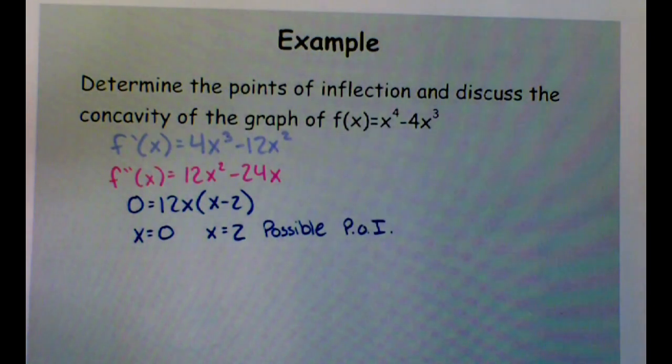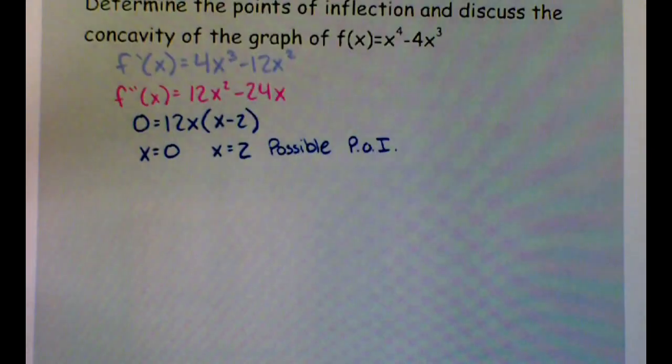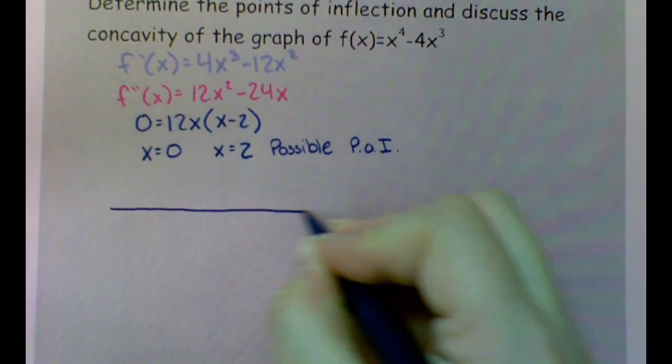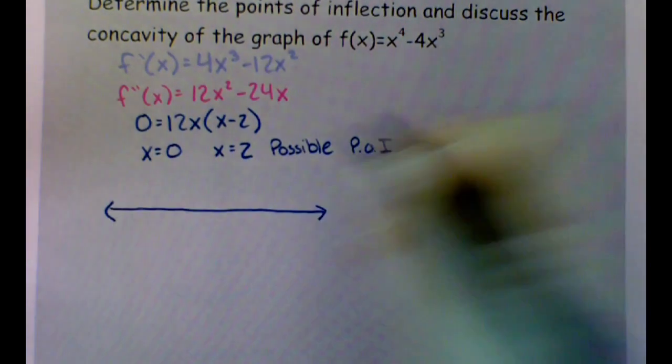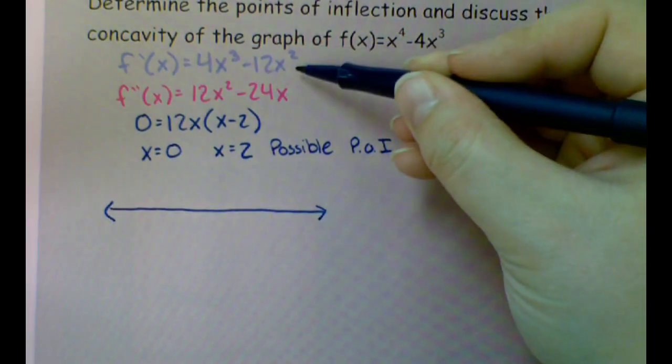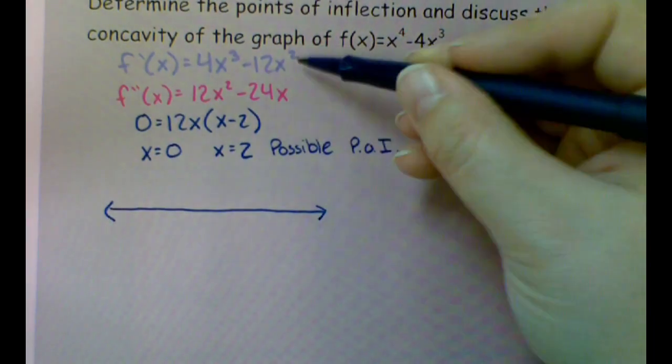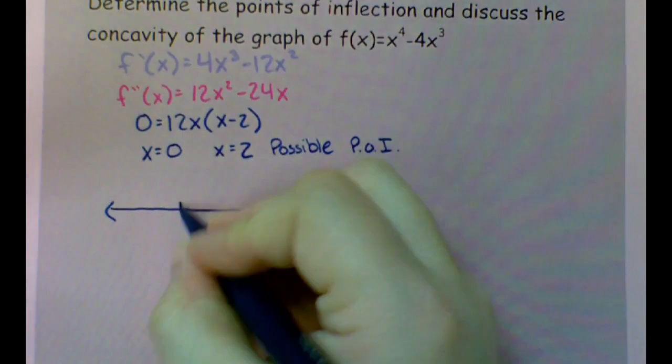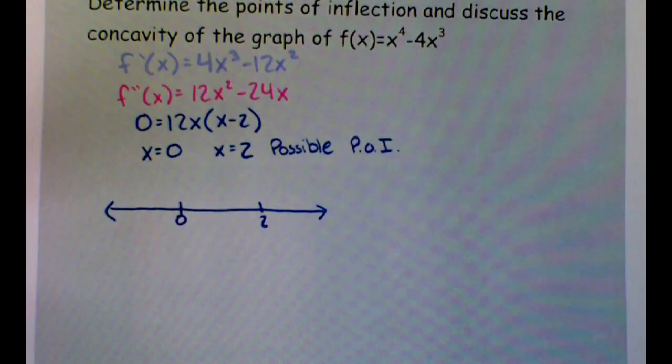These aren't guaranteed to be points of inflection like with critical numbers. Critical numbers, if you set the first derivative equal to 0 and solve, that is a critical number. Points of inflection, we aren't guaranteed. We have to check whether the concavity changes. Also, we have to make sure that the first derivative exists at both of those. It does because it's a polynomial. All right, so 0 and 2.